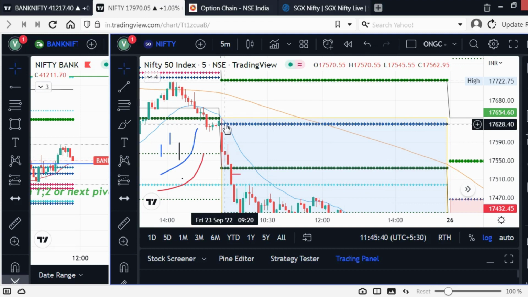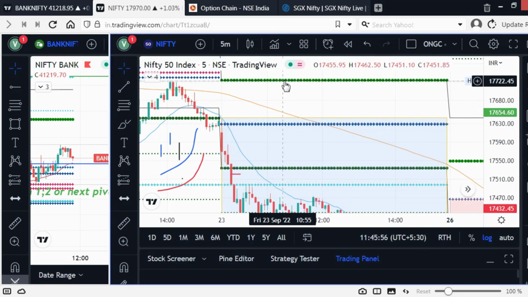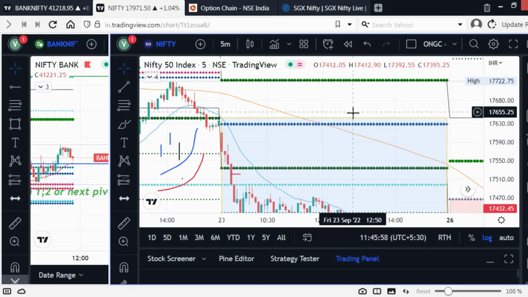analyzing CPR pivot points. There is a system that tells you where to short the index or where to go long, whether you have to go long at this line or this line or this line. Everything will be taught in CPR pivot points.